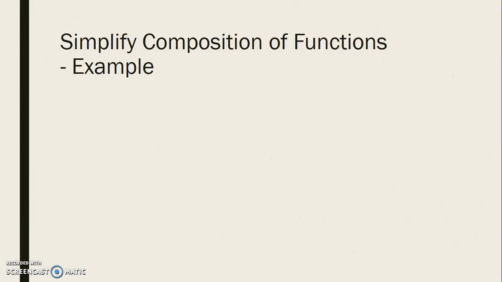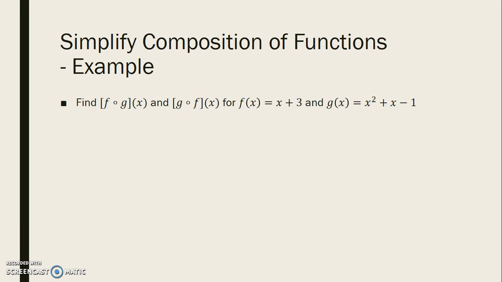This will make a little bit more sense. So find f composed of g of x and g composed of f of x for f of x equals x plus 3 and g of x equals x squared plus x minus 1. So let's start with f composed of g of x, which is the same as f of g of x. Okay, so we get f of x squared plus x minus 1, which, if you notice, is g of x. So then we put g of x into f of x, so we get x squared plus x minus 1 plus 3. Combine like terms, and we get x squared plus x plus 2.